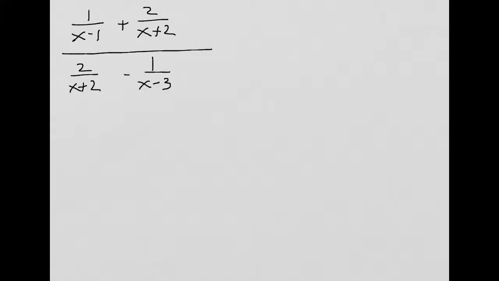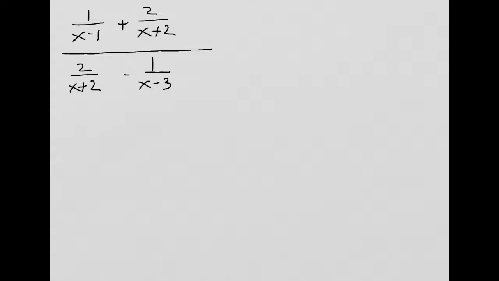And here we have this complex fraction. It's 1 over x minus 1 plus 2 over x plus 2, and all of that divided by 2 over x plus 2 minus 1 over x minus 3. Remember, this is called a complex fraction because we have fractions within fractions. So this is the main fraction bar. We see two fractions in the numerator, two fractions in the denominator.